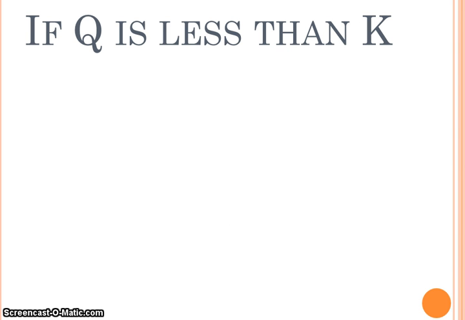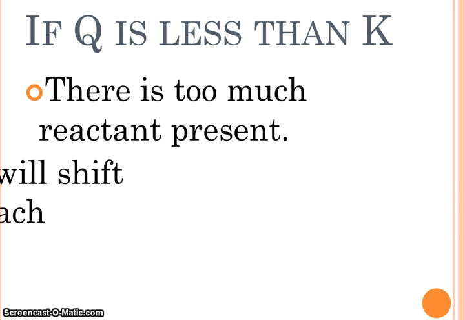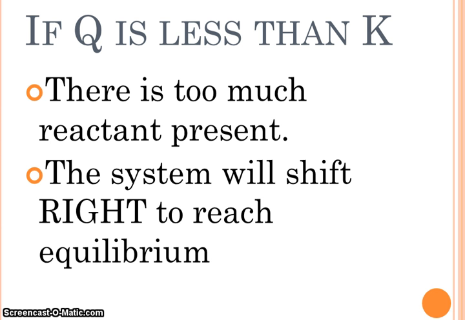If Q is less than K, that means that we're too far on the reactant side. There's too much reactant present. So we're going to have to decrease reactant and increase product in order to get Q to equal K and establish equilibrium. So the system would have to shift to the right to reach equilibrium.